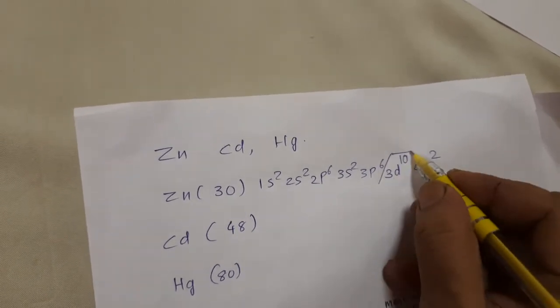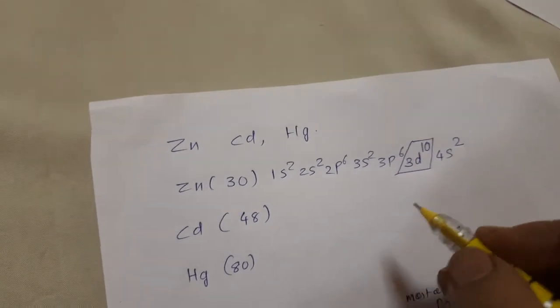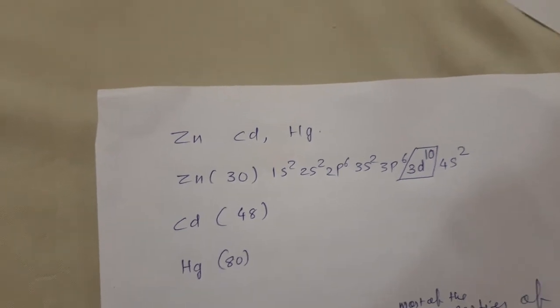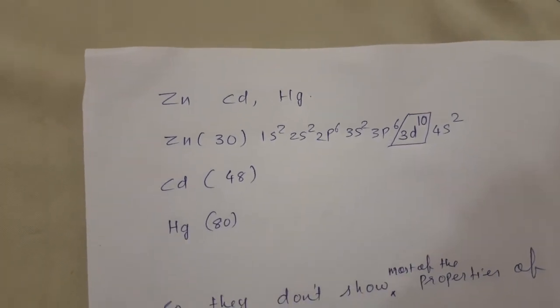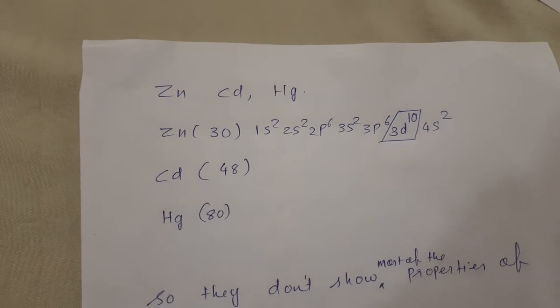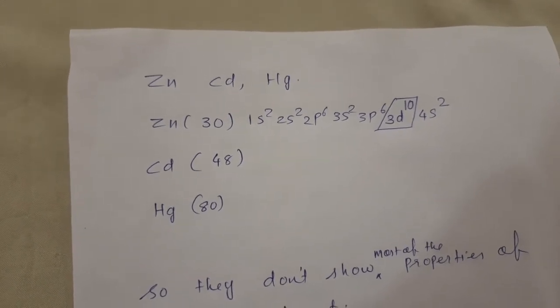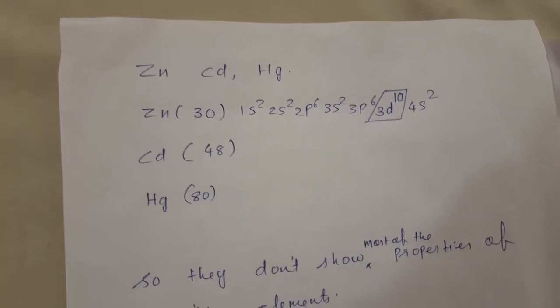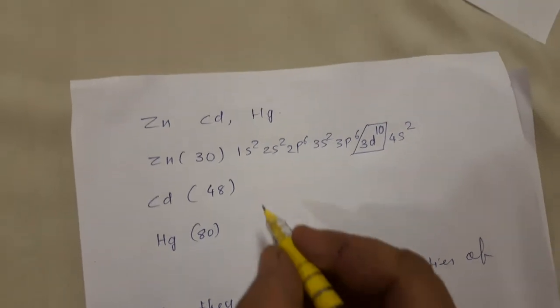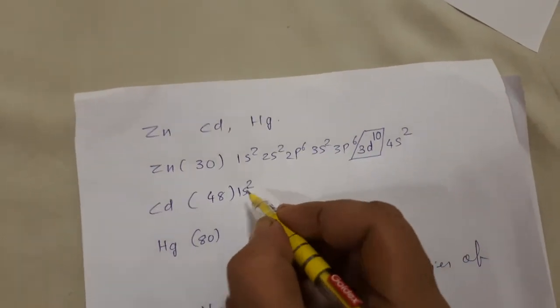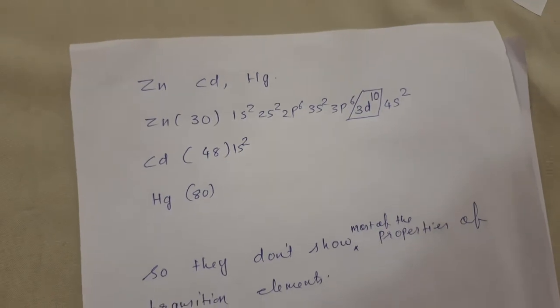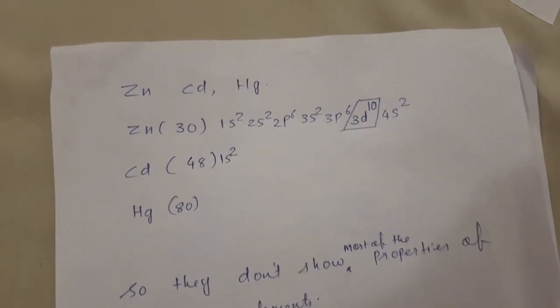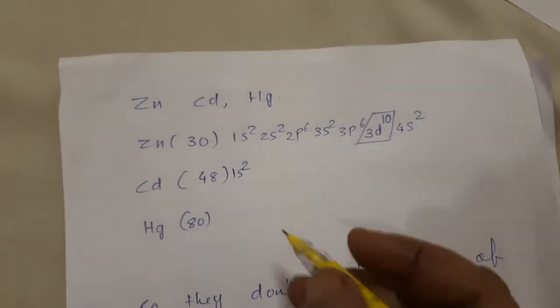If you notice, the d orbital is completely filled. So zinc will not show the properties of transition elements, that is d block elements. Most of the properties are not shown. Similarly, if I write cadmium, you also have to take any of the numbers and write the configuration by yourself.